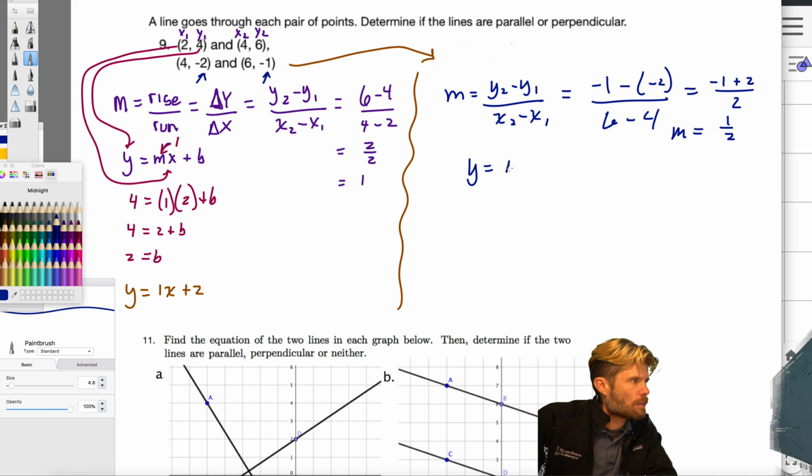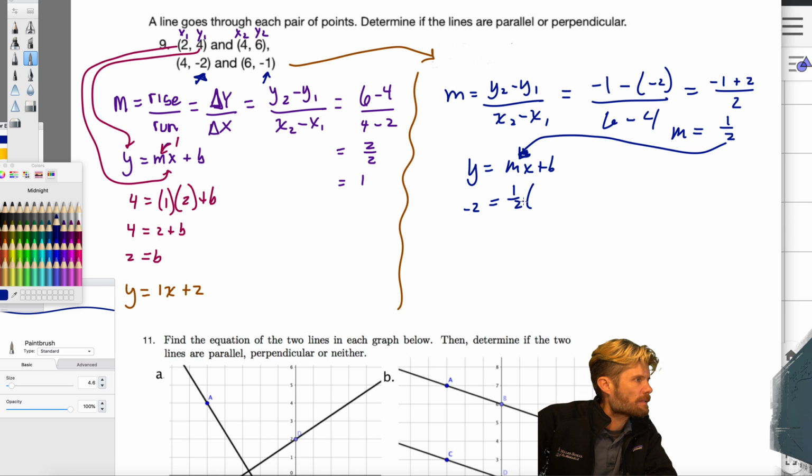And then now I've got y equals mx plus b. I'm going to stick that in there. And let's use 4 and -2. So -2 is my y. I'm getting that right here.